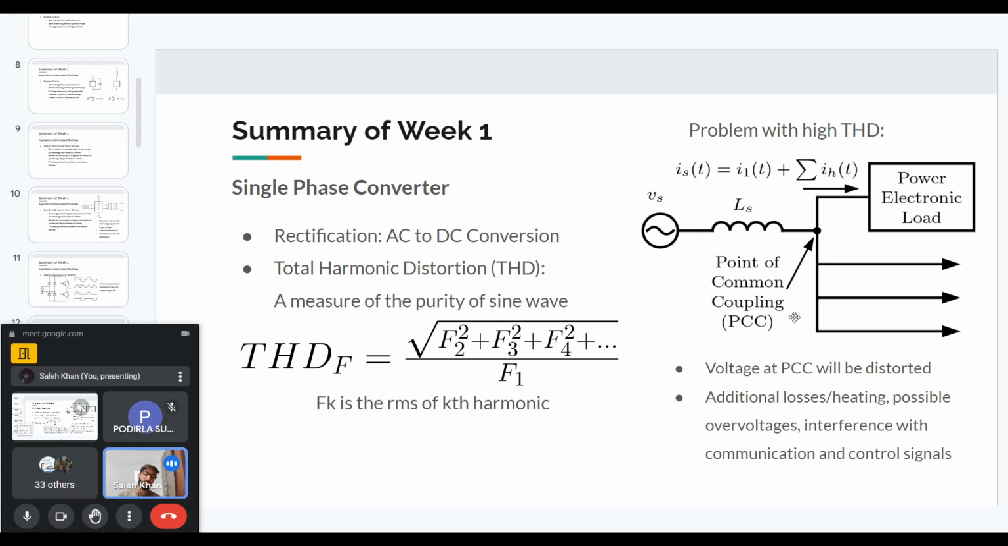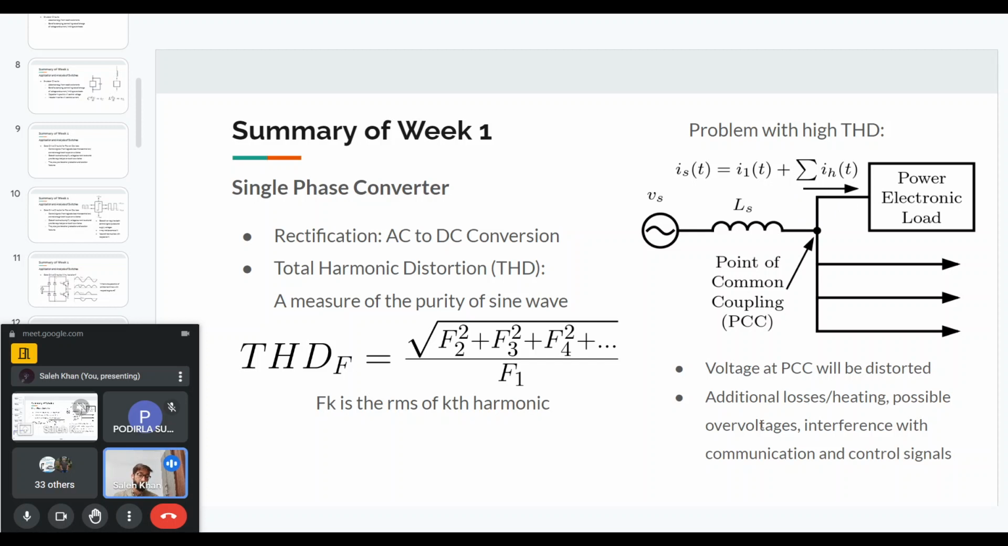So some loads, like motor loads, will require highly sinusoidal voltages. If the voltage has distortions, then the motor will not run properly. It will have basically oscillations in the torque. Similarly, it will cause some other problems. Because of these harmonic currents, the RMS current will be higher. So there will be more losses.